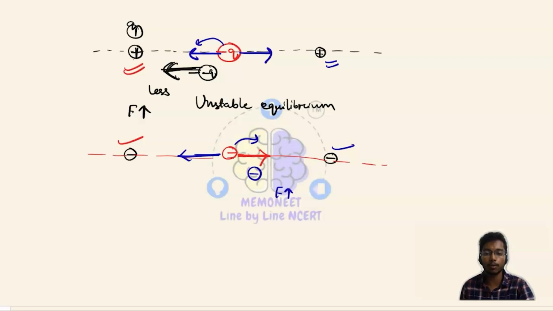Let's say this is 1, this is 2, and this is 3. So the force on 3 due to 2 is more than the force on 3 due to 1. So eventually the negative charge will move back to its original position. So this is stable equilibrium.